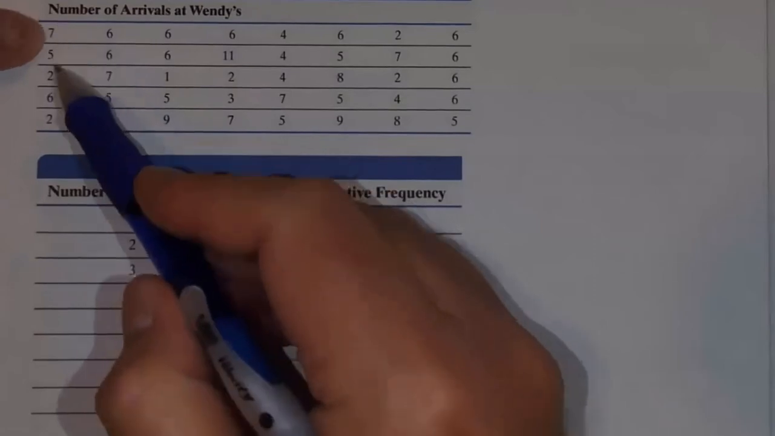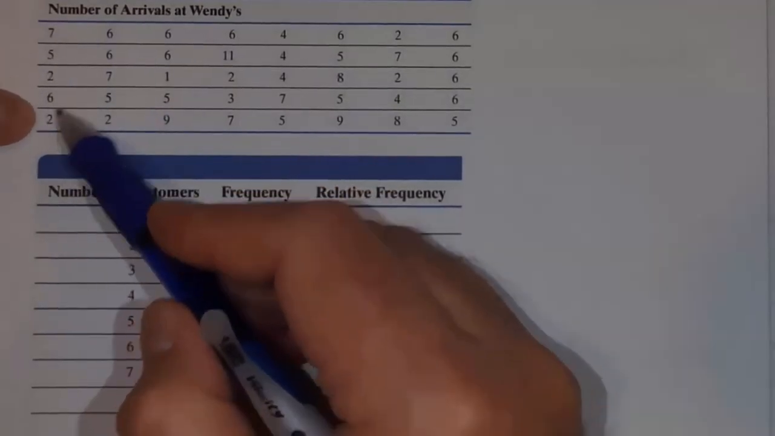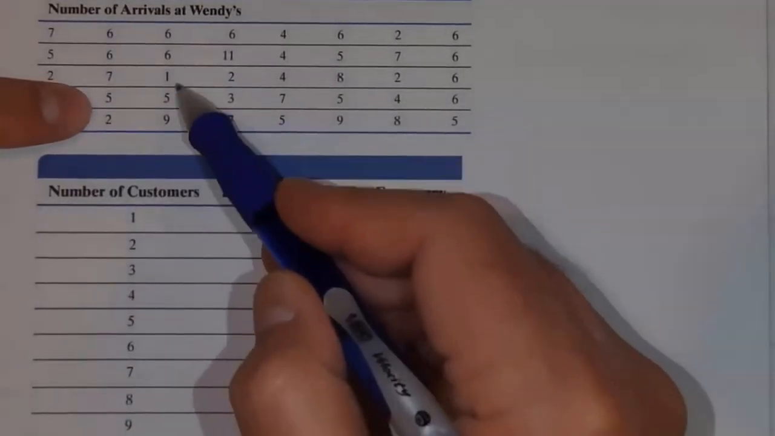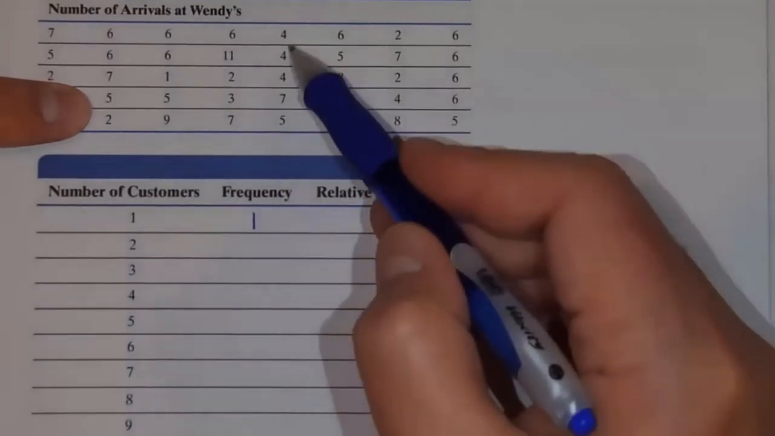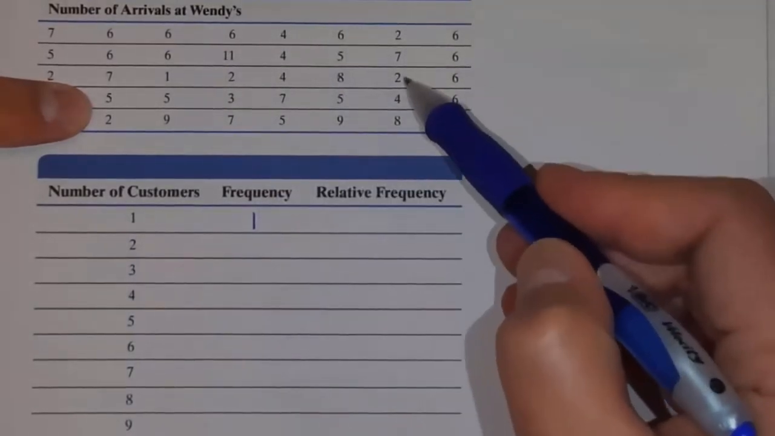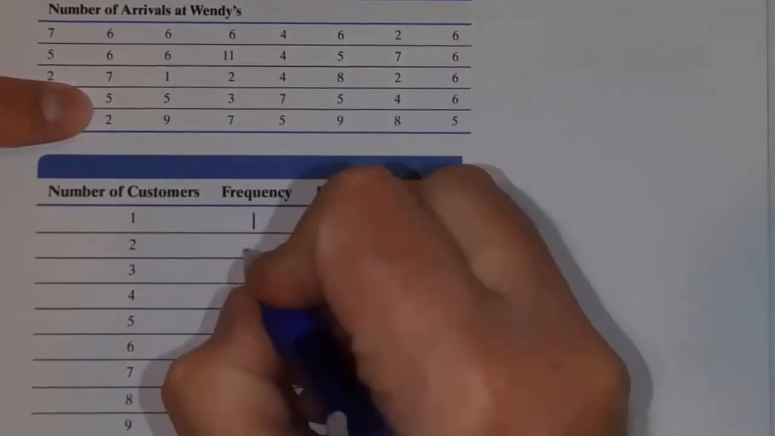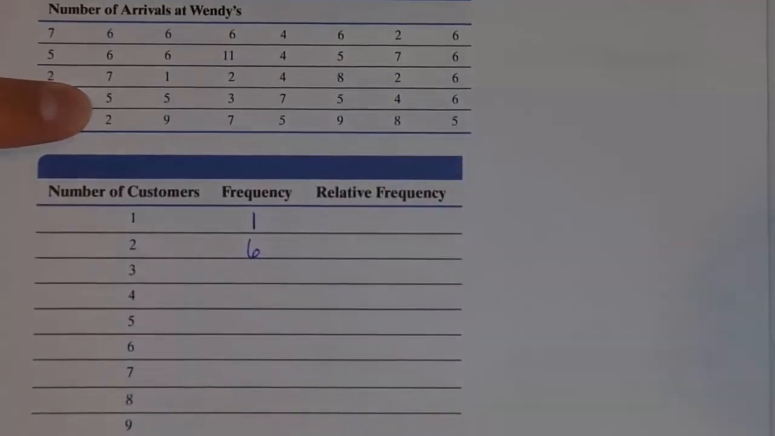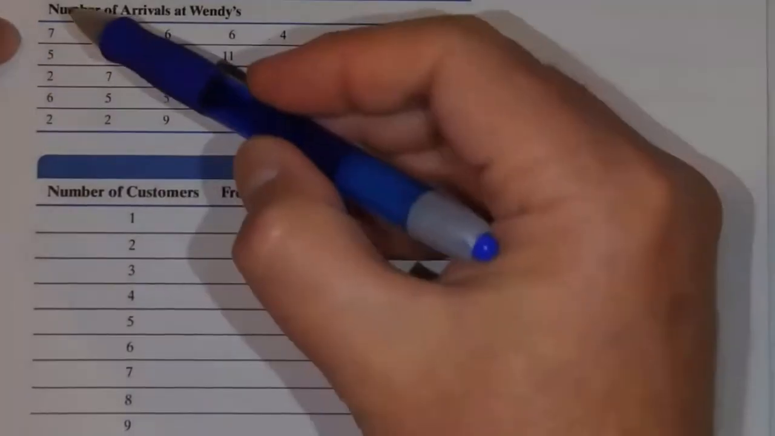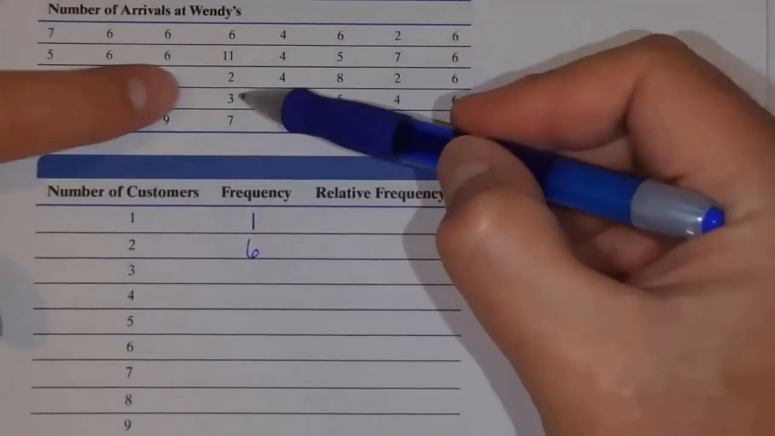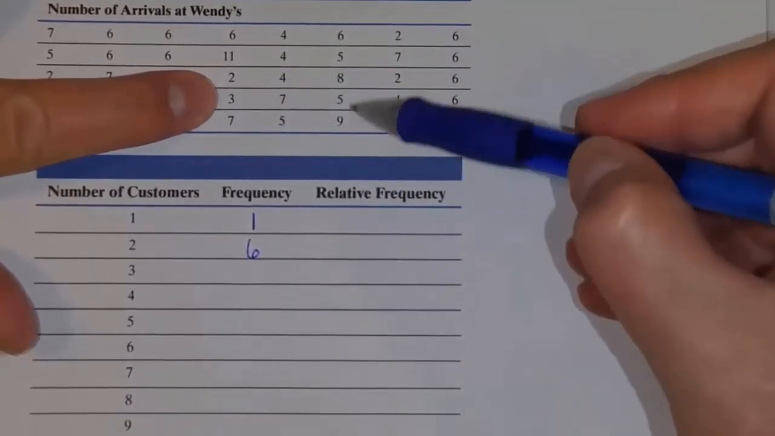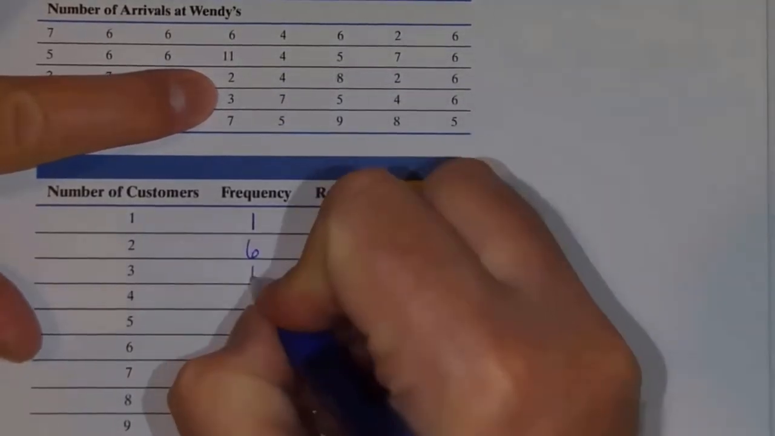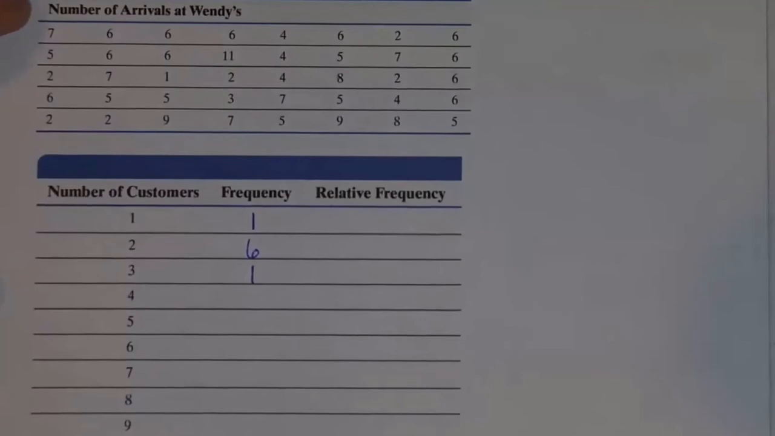Two customers, well, that happened once, twice, three times, 4, 5, 6, and that's it, 6. So there were 6 different time periods where we had 2 customers only. 3 customers, there's once, and that's it. So our frequency is 1.